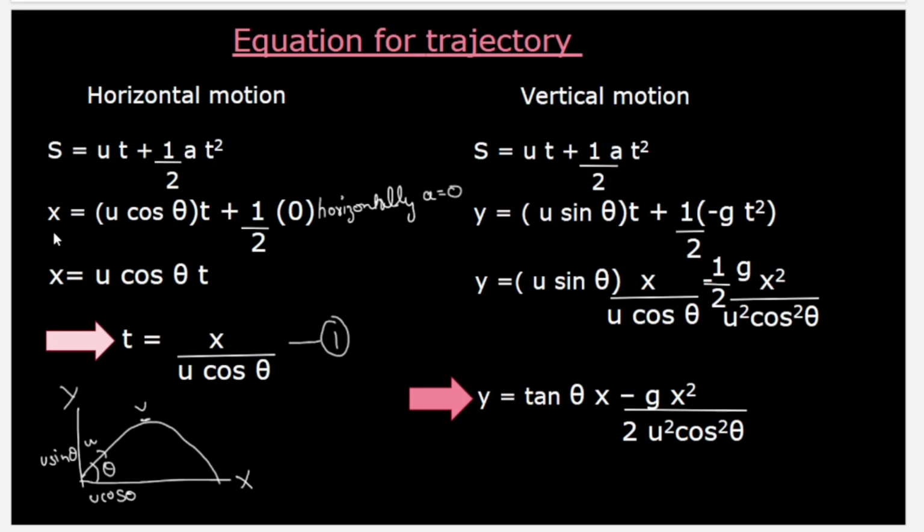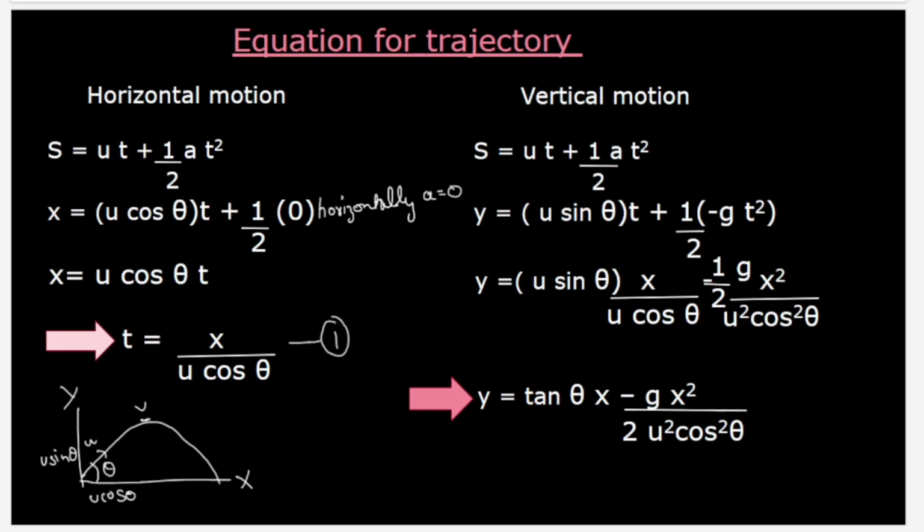S is equal to x, because x-axis, u is u cos theta into time plus half. Remember this, horizontally acceleration is always 0. Then we get x is equal to u cos theta into time. Isolating t we get t is equal to x by u cos theta. We will be considering this as our equation 1.